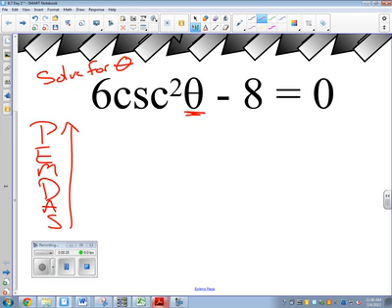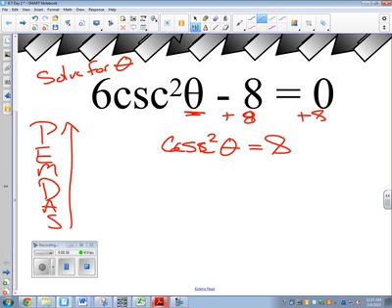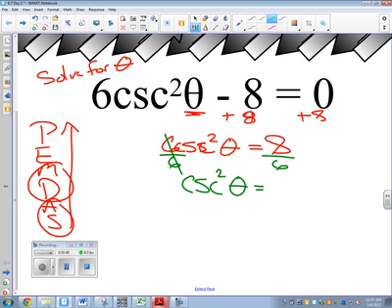So for this one, we're going to add 8. First, we're doing the add subtract step. So we're going to add 8. So we get 6 cosecant squared equals 8. We added or subtracted. Now we're going to multiply or divide. So I'm going to divide everything by 6. Cosecant squared theta is equal to 4/3.